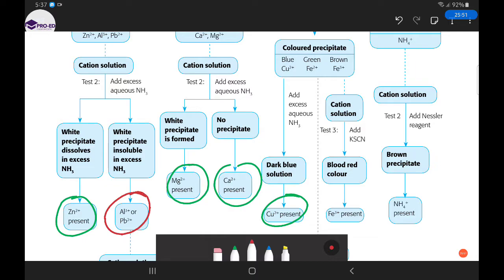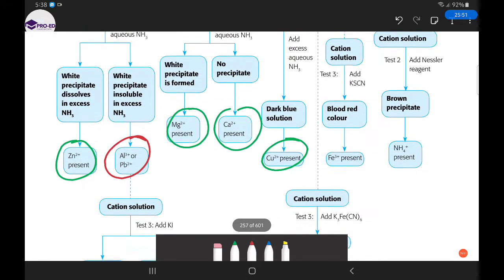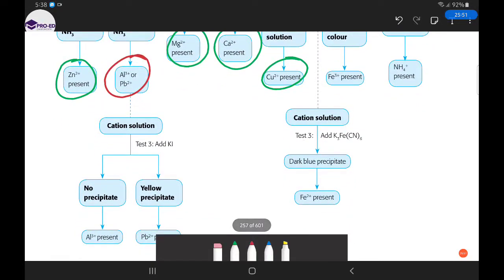Then on this side, iron 2 we have not confirmed yet. Iron 3 we have not confirmed yet. Even ammonium we have not confirmed yet. So we are stuck at these places. When sodium hydroxide and aqueous ammonia can't help you confirm something, at that point we will resort to using specific reagents, like here we have potassium iodide, potassium hexacyanoferrate 3, and so on and so forth. We will have to use special reagents to help us narrow down for these particular ions.